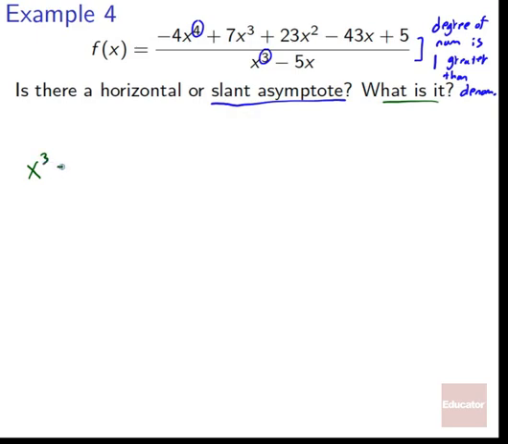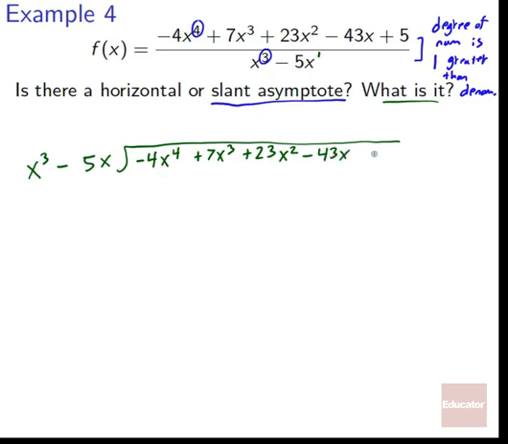So x cubed minus 5x, and notice that's 5x to the 1, not 5x squared, so that's going to have a slight effect when we're doing our division. Negative 4x to the 4th plus 7x cubed plus 23x squared minus 43x plus 5. Great. X cubed, how many times does it go into negative 4x to the 4th? It's going to go in negative 4x times, because negative 4x times x cubed gets us negative 4x to the 4th, right? Negative 4x times negative 5x gets us 20x squared, but the next thing we have is 7x cubed.